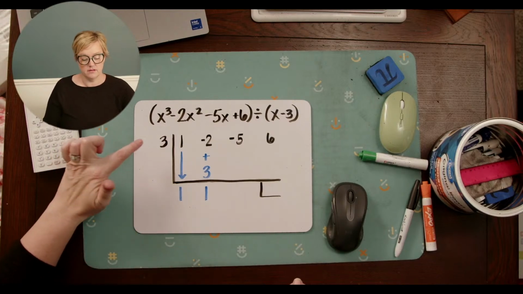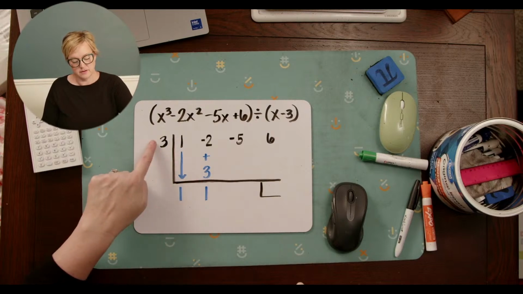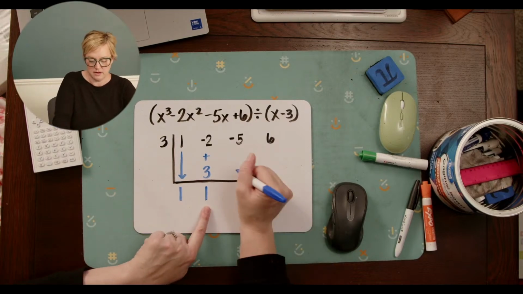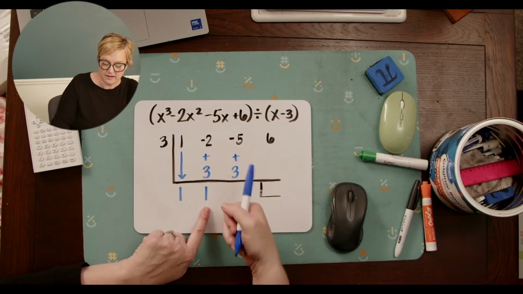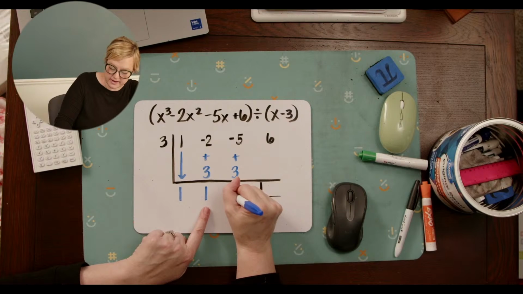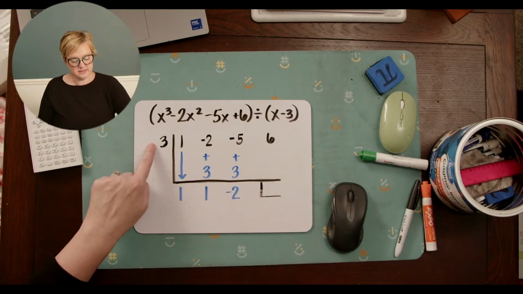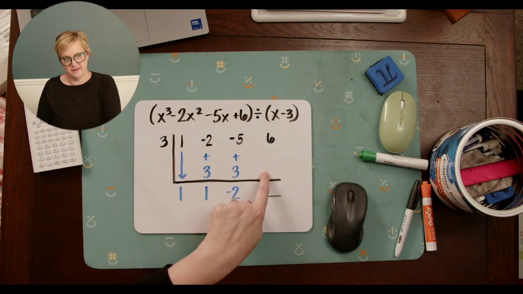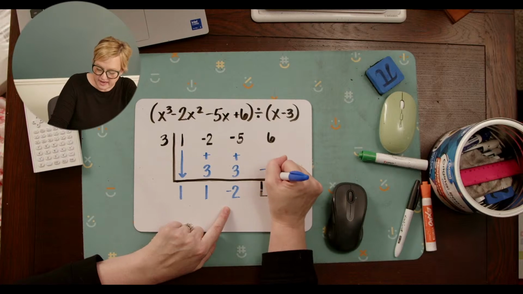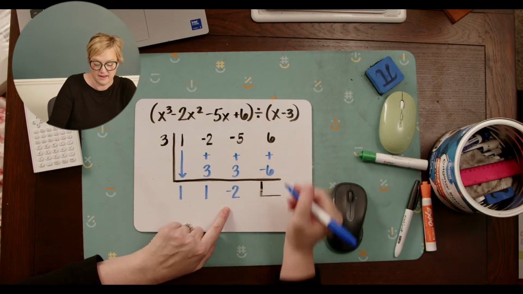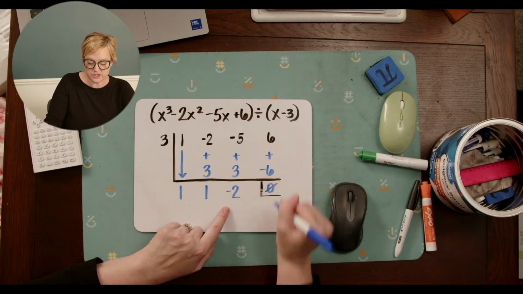Do the same thing. This times this, put it here. 3 times 1 is 3. Add. Negative 5 plus 3 is negative 2. This times this, put it here. 3 times negative 2 is negative 6, and I add. Now 6 plus negative 6 gives me 0, so there is no remainder.